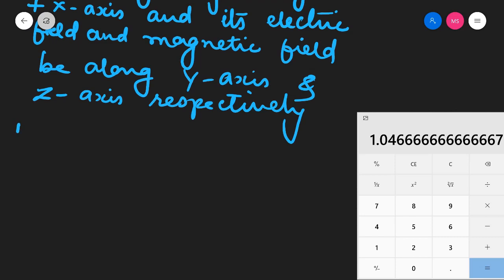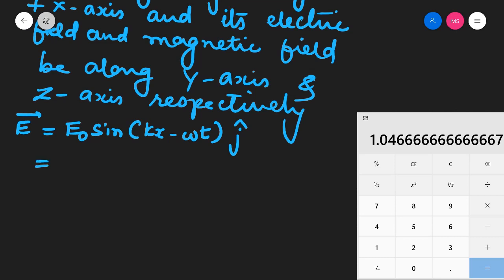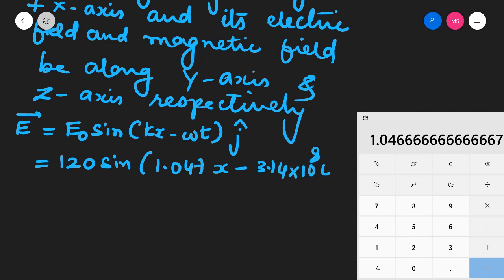Now the equation for electric field is E is equal to E naught sine kx minus omega t j cap, because we have assumed that it is traveling along x-axis and electric field is along y-axis. So E naught is 120 sine k we got as 1.047 x minus omega is 3.14 into 10 to the power 8 t j cap volt per meter, or you can write Newton per coulomb. This will be the value of electric field.